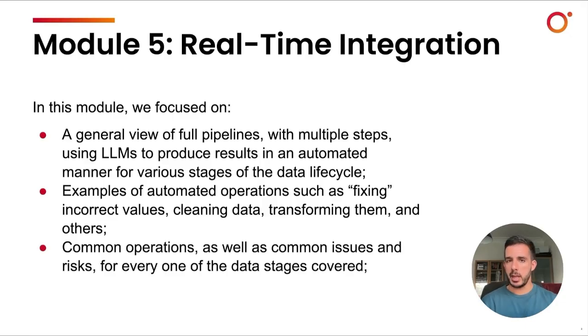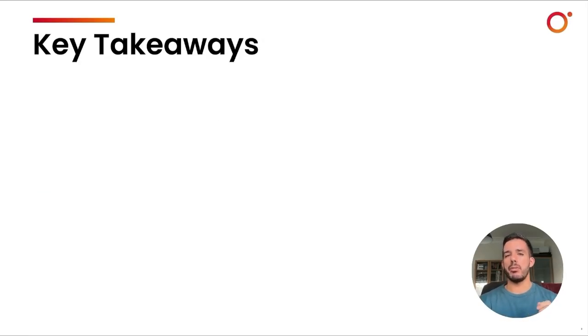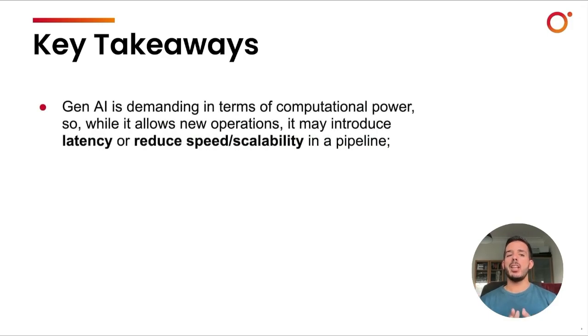Does it slow data ingestion and processing? Does it create bogus rules that don't use the same terminology? What are the risks at every single one of these stages? And what do we take away from this module? Well, for one, GenAI is demanding in terms of computational power. So while it does allow new operations and very nifty ones in terms of documenting data and doing all of those things, it does also introduce either latency or a reduction in speed or scalability of the current pipeline.